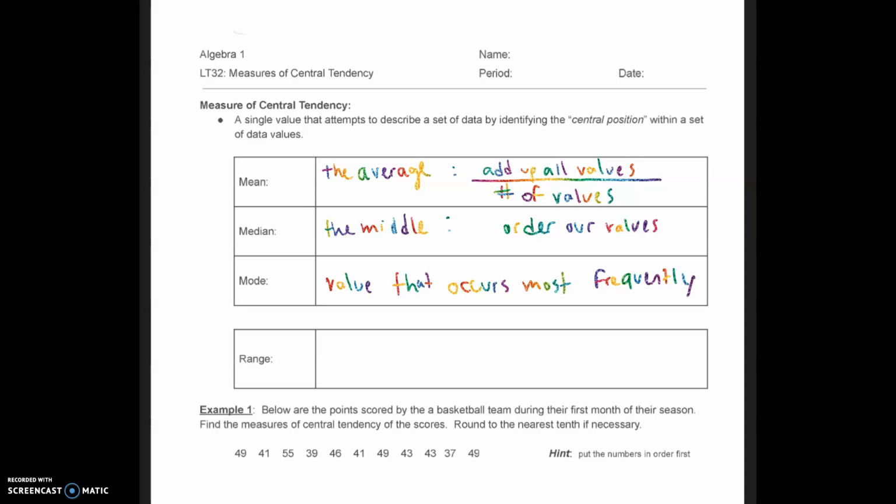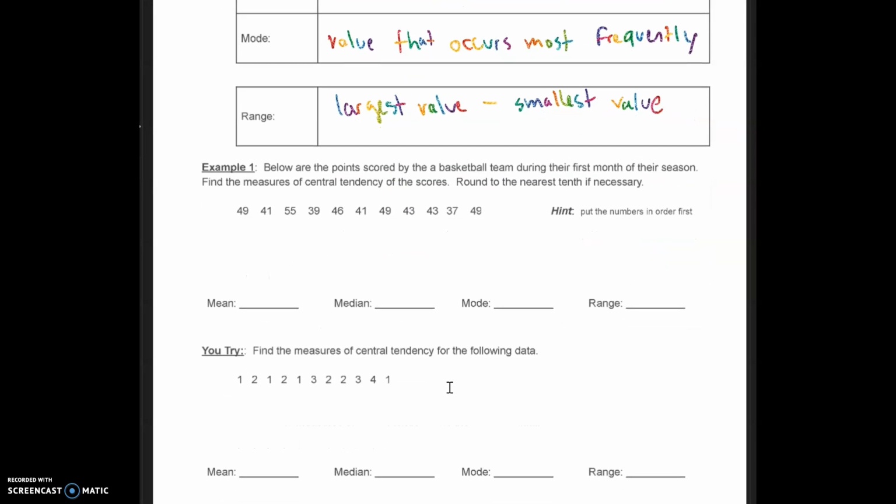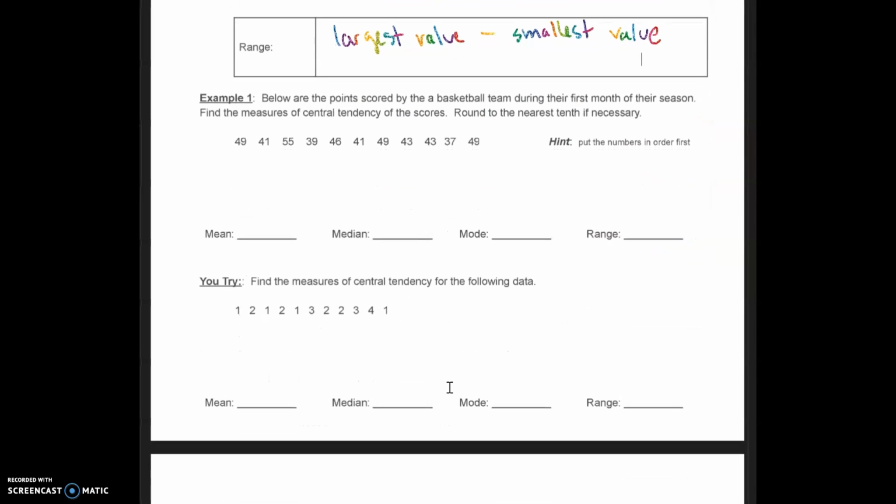And then the range. The range is the largest value minus the smallest value. So it kind of just tells you how far apart the biggest and smallest are. Okay? With these definitions in mind, I'm going to go through a couple examples, and then you're going to try a couple on your own.